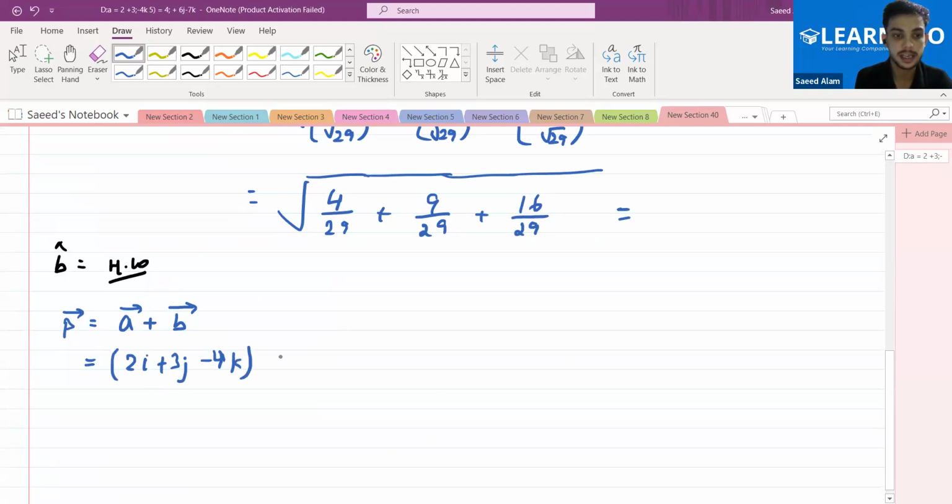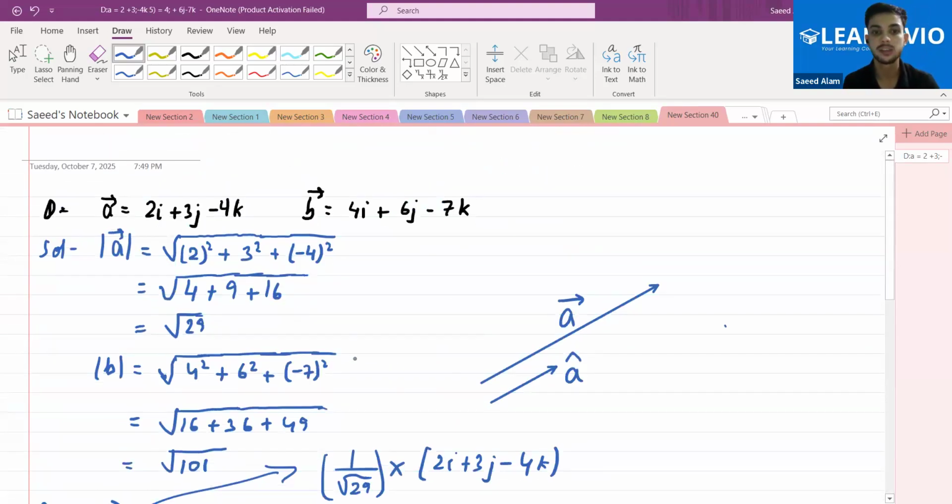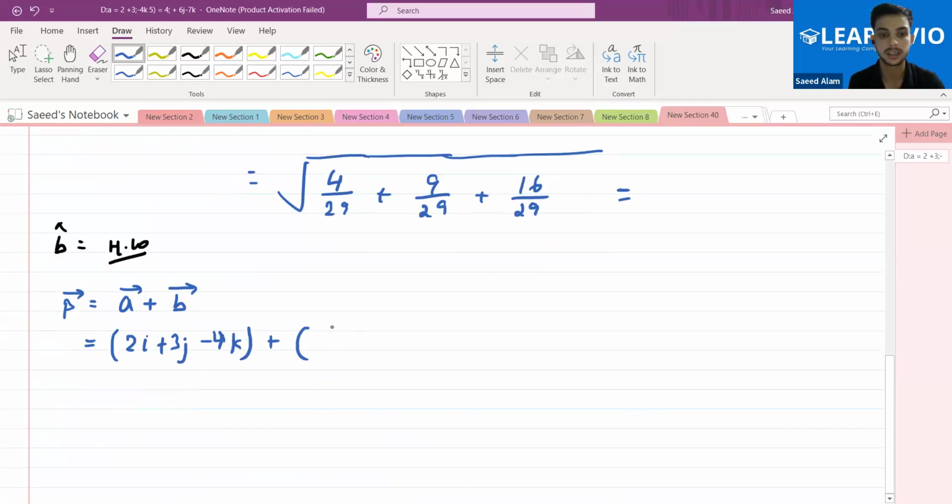Okay, this is the A vector, place a plus sign in between. What is the B vector? That is 4i plus 6j minus 7k. Okay, so this is what we have obtained, and after clubbing the terms we'll get the final answer. Can we take i common in both these terms? Can you see? Yes, sir.